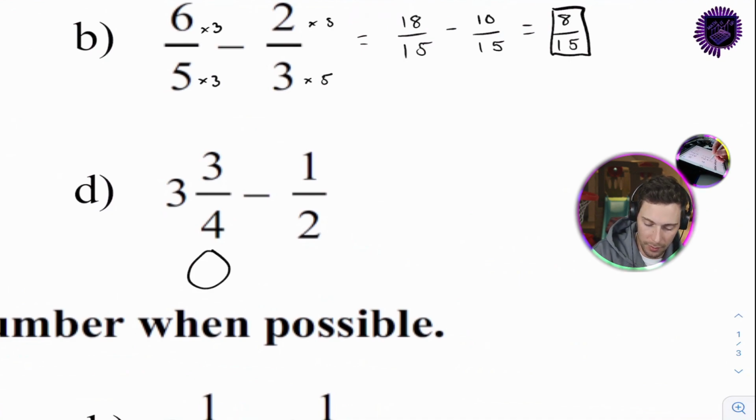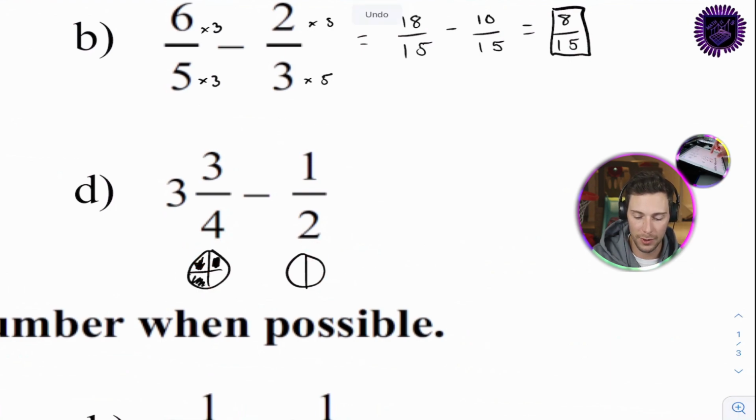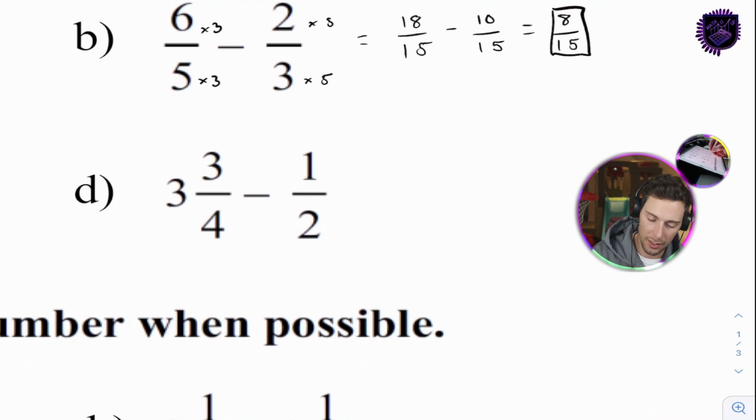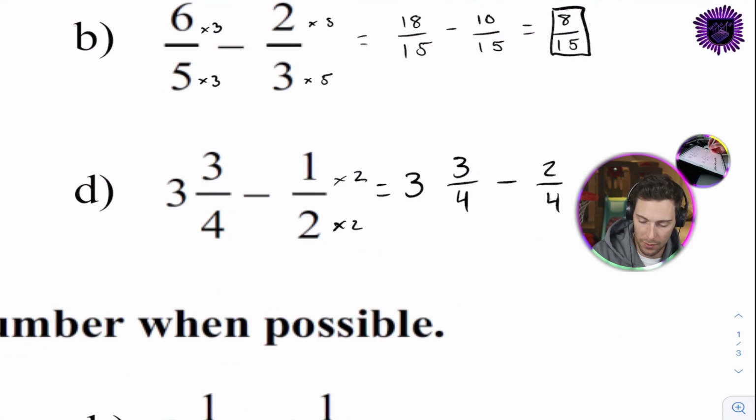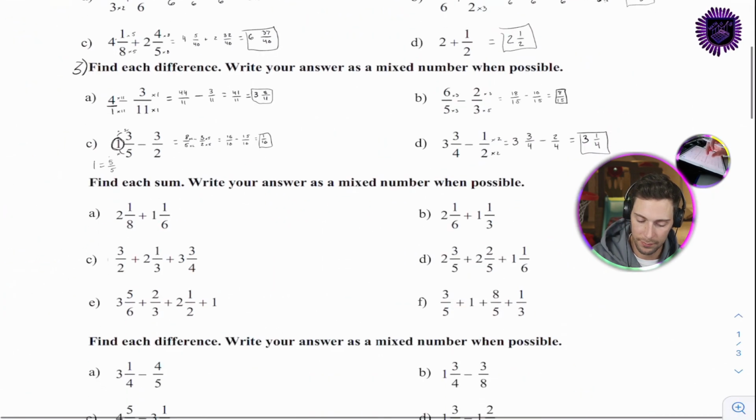If I draw that out, 3 quarters, this one, this one, this one, and 1/2. Subtracting, right? So I have more in this fraction already, 1, 2, 3, than I'm taking away. So I don't need to borrow any from my whole number here. Common denominator. Just work with one side. Times 2, times 2. So it's going to be 3 and 3/4 minus 2/4. My answer is going to be 3 and 1/4. Not too difficult there.